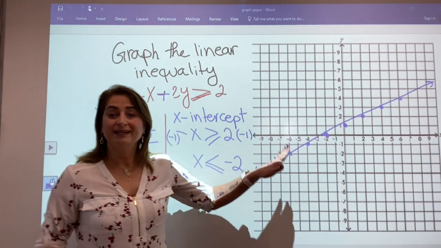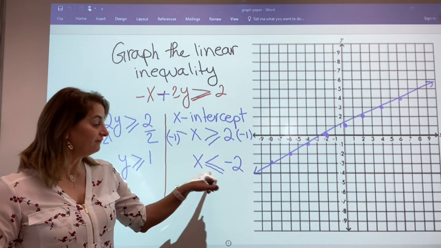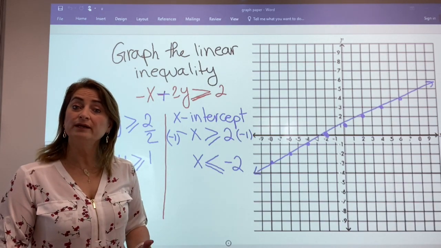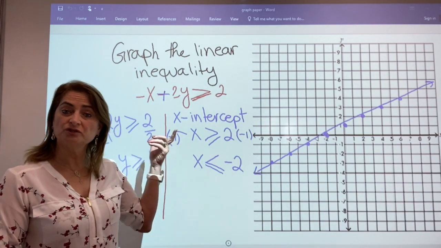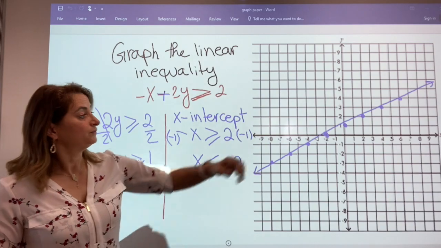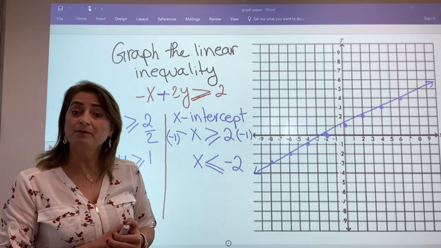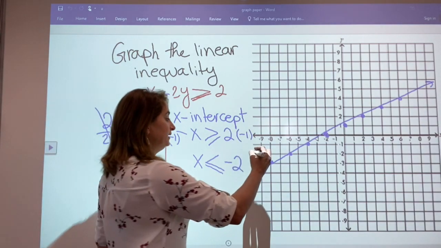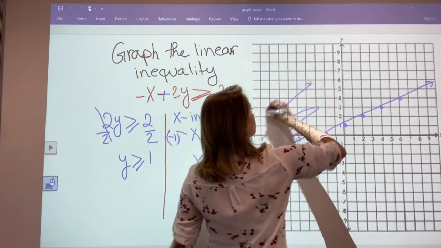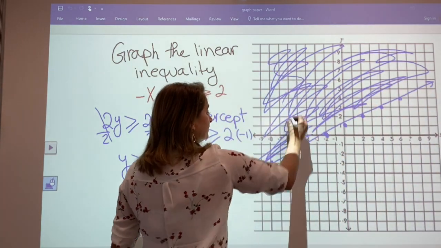Now I need you to think about, is the line a part of a solution? Yes, because you have the equal sign in the inequality. Now I need to decide which part of the coordinate plane do I need to shade as a solution to this inequality. I need to add those two numbers to be more than 2. And the part that is more than 2 is the upper part of this coordinate plane or on top of the boundary line. So I would shade this area above the boundary line.